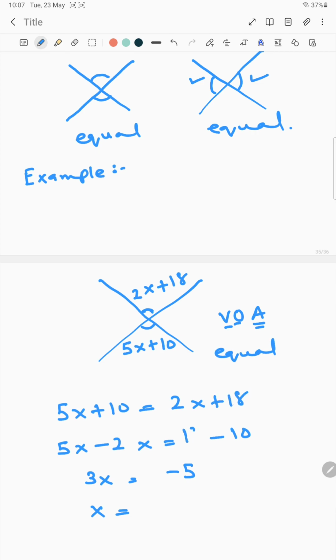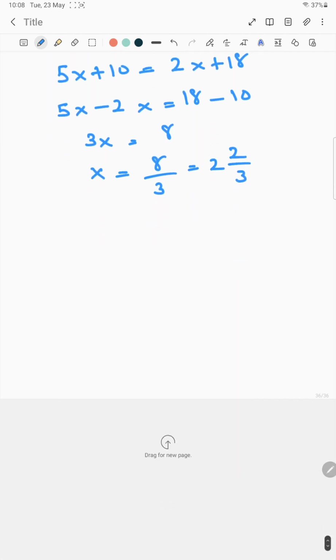Angle cannot be negative, students. So 18 minus 10 is 8. Now 8 by 3. So the answer will be, when you divide it, so you can write the answer in whole number form. So 2 whole 2 by 3 is your angle. Okay, it is just an example.